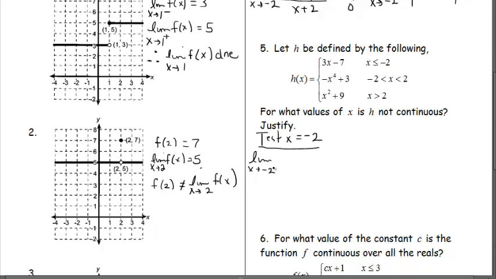So I approach -2 from the left. I'm on this piece. So let's plug in -2: -6 minus 7 is -13.